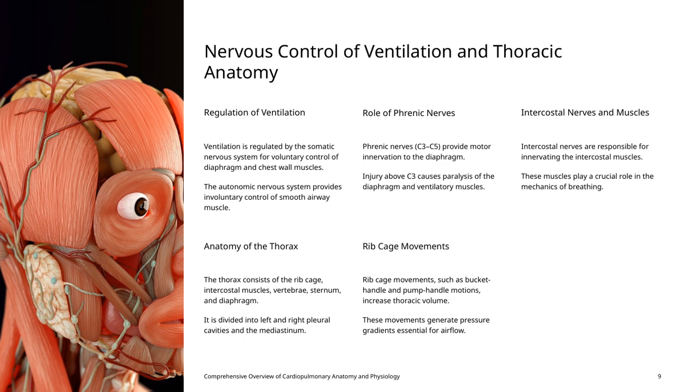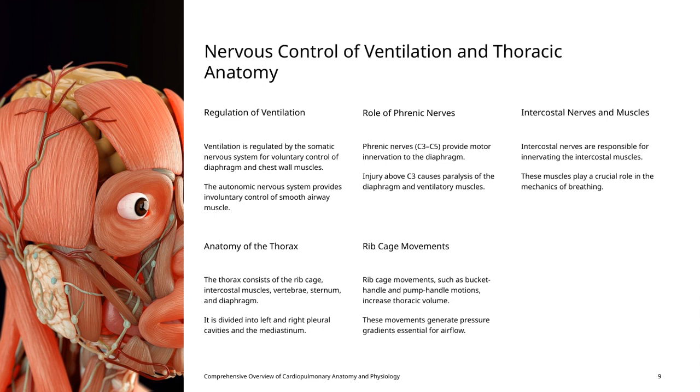The diaphragm, which is the main muscle of respiration, receives its motor innervation from the phrenic nerves, originating from C3 to C5. When there's injury above C3, it can lead to paralysis of the diaphragm and other ventilatory muscles, severely impacting breathing. Finally, regulation of ventilation involves both voluntary and involuntary control.